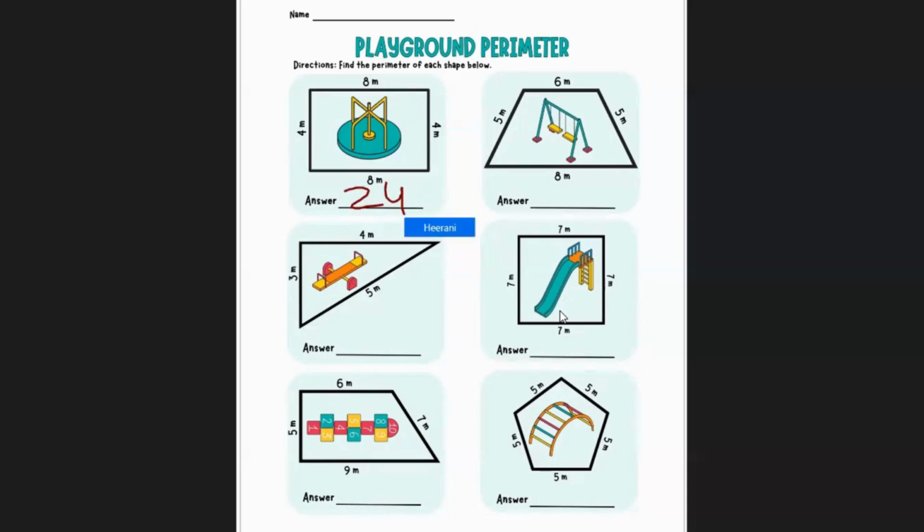In the second shape, we are given the trapezoid. If you look at it, we know the length of each side: 6 meter, 5 meter, 8 meter, and 5 meter. If we add all of this length, it's going to be equal to 6 plus 5, which is 11. 11 plus 8 is 19. 19 plus 5 is 24. That's again 24. So the perimeter of the second shape is also 24.